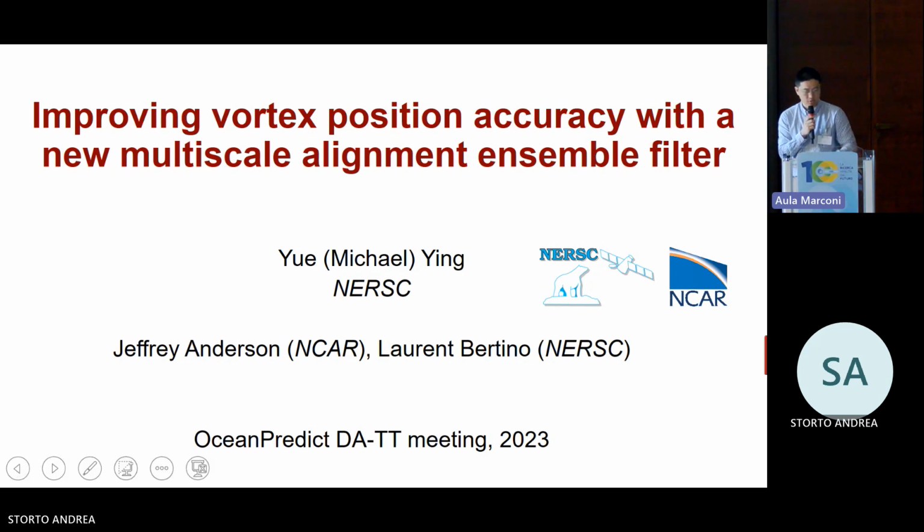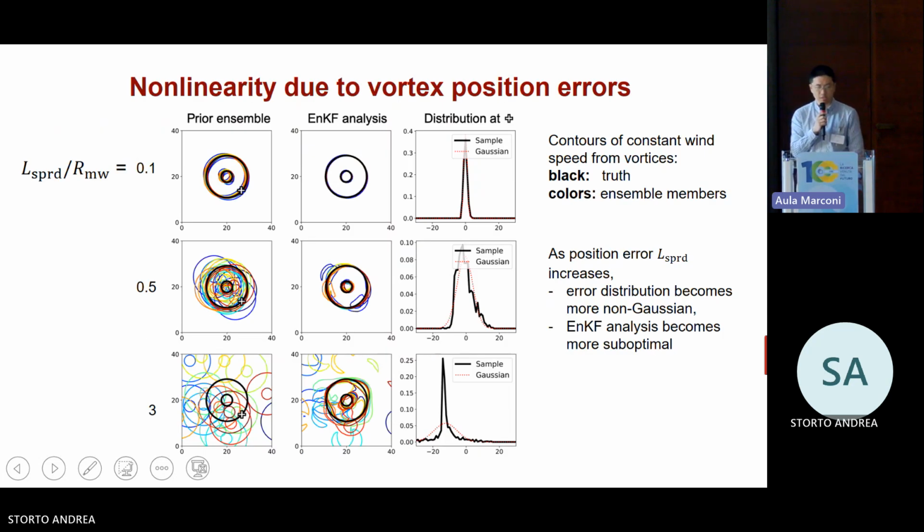So here's the motivation. First, I use this Rankine vortex, shown in the contour lines here, to demonstrate how nonlinearity caused by position error will degrade EnKF results. On the first row, the different colors mean members having exactly the same vortex, but the location is slightly off. If the position error is not so big, then the distribution is quite normal.